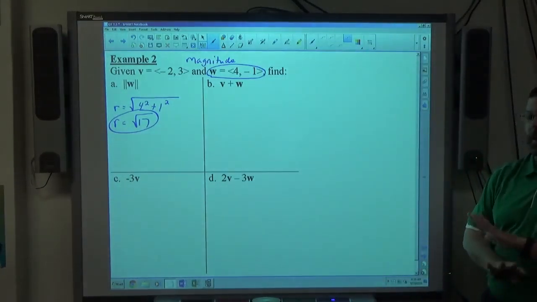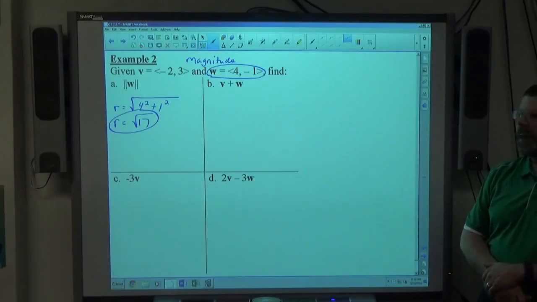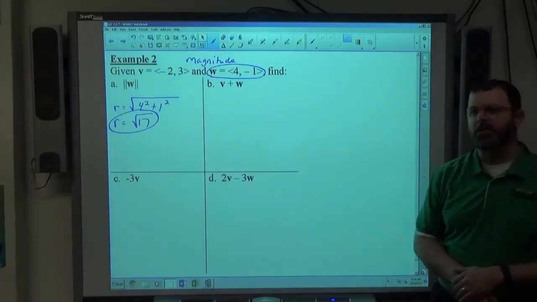Okay, so that's for magnitude. That's all you have to do. Okay, that is not a vector. That is a scalar value. It's just a number.